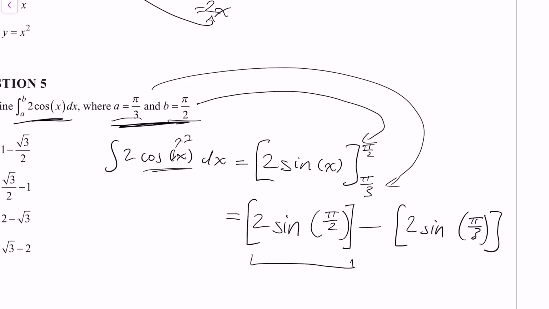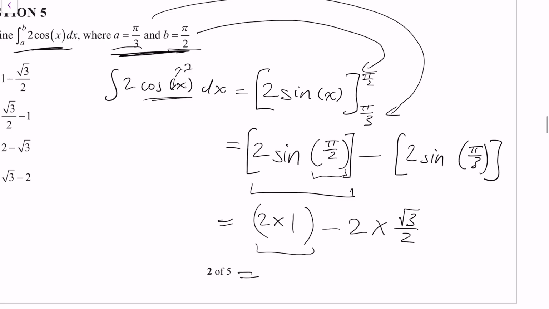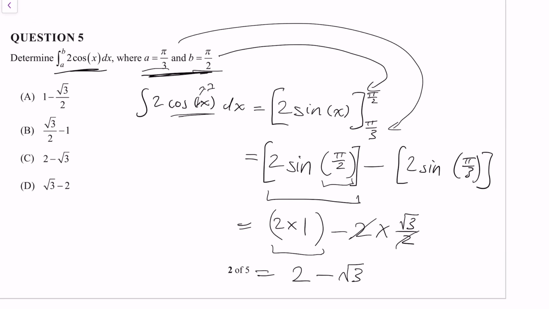So sine pi over 2 from memory is just 1, so 2 times 1, and then I can just bracket these like that because I've got rid of the round brackets, minus 2 sine pi over 3. From memory, I think that's root 3 over 2, and that will be 2 minus root 3, because I'm just canceling these out, and so the answer there is C.